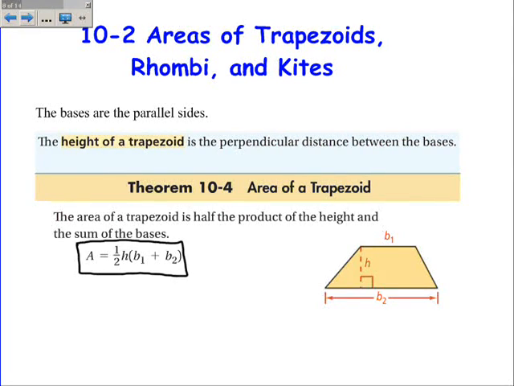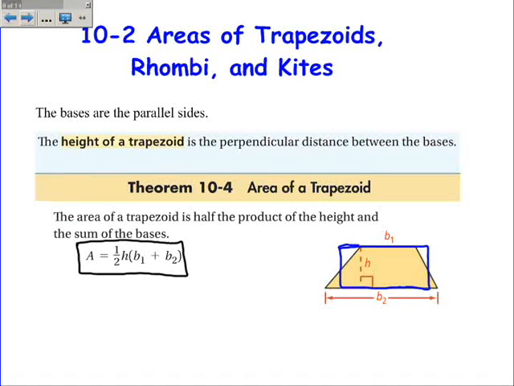Personally, that's kind of a complicated formula to remember, and so I think of it as slightly different. I think about it in terms of the average of the bases. If you think about how you find the average of two numbers, you add them together and divide by 2. And if you average two lengths, you get the length that's right in the middle of them.